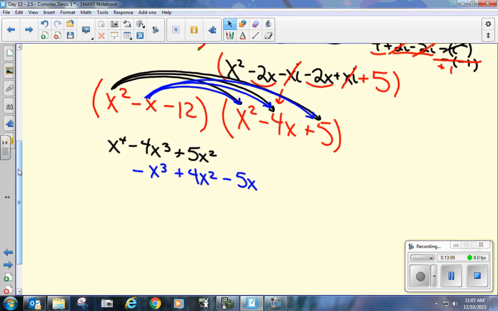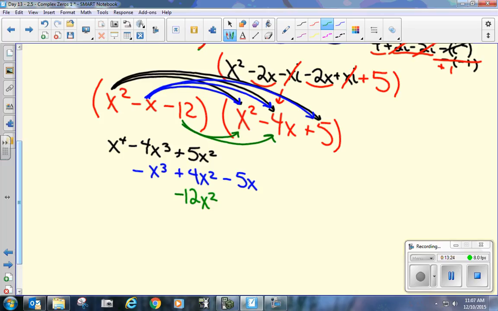Last thing. Yes. This times this, you're absolutely right. It'll be negative 12x squared. I will line that up with my other x squareds. Positive what? 48. Positive 48x. And what's this last one? 60. Negative 60.